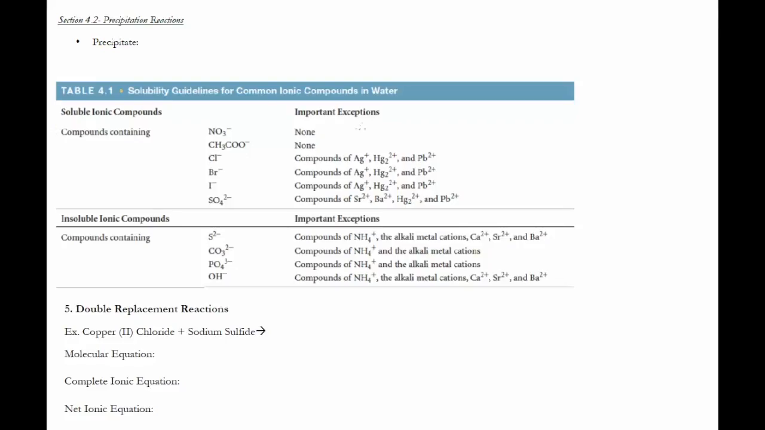So the very last type of reaction that we're going to be looking at is called a precipitation reaction, and this is actually just a double replacement reaction. And we'll look at one other type of double replacement reaction, which is acid-base reactions, later in the class itself.